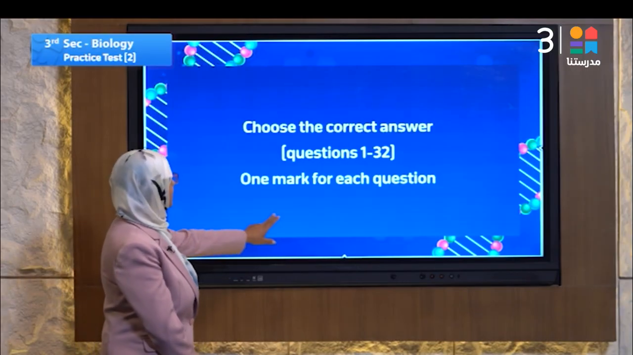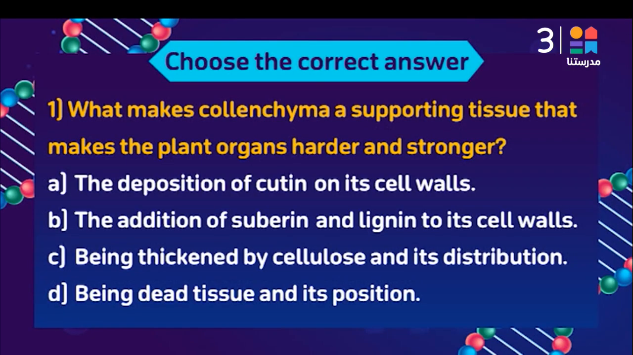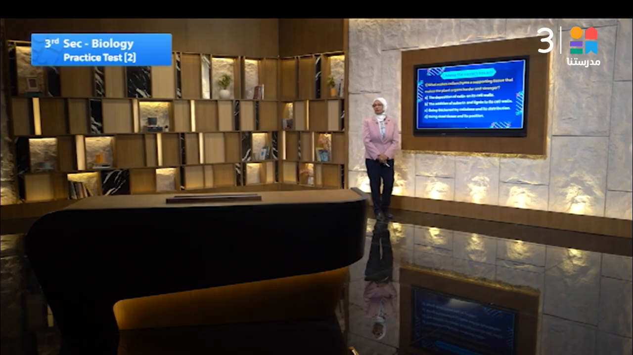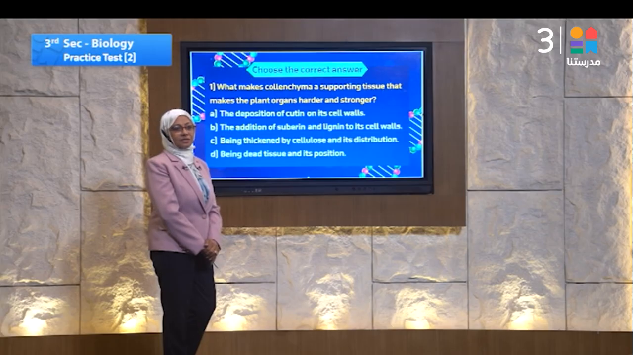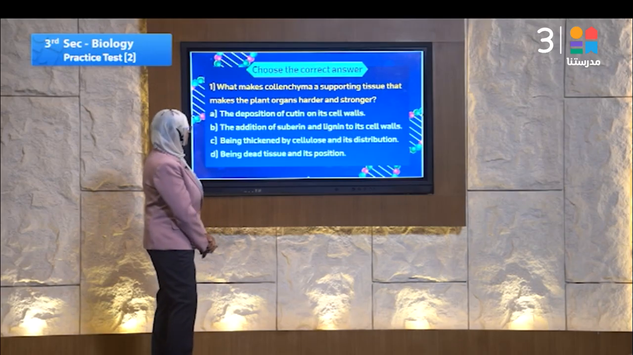The first question speaks about number 1. What makes collenchyma a supporting tissue that makes the plant organs harder and stronger? There are many types of plant tissue. The first one is parenchyma, collenchyma, sclerenchyma, and others. The parenchyma tissue becomes collenchyma by strengthening the corners of the cell by a specific structure.